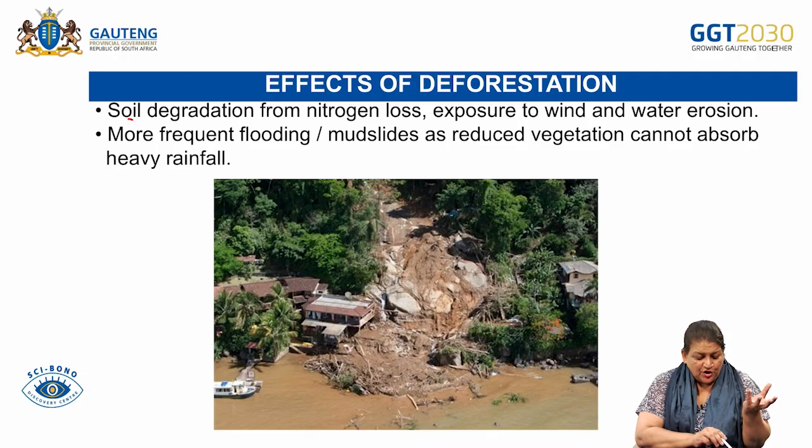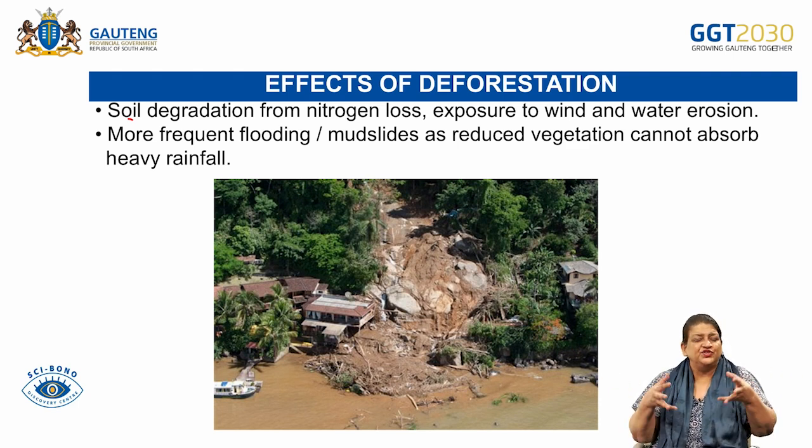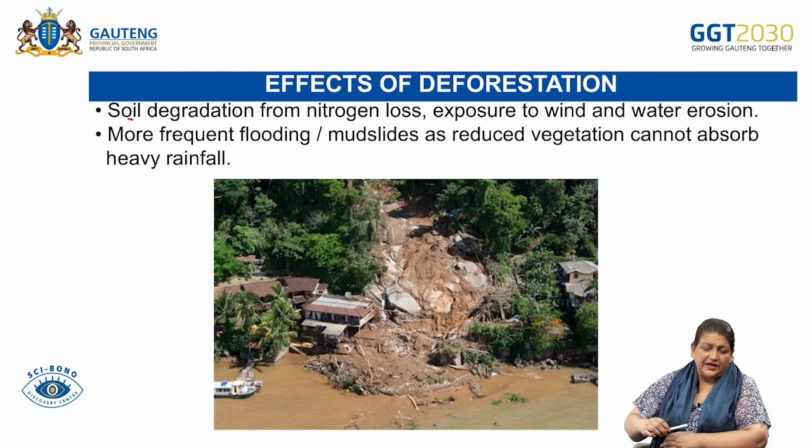There's no trees. So more frequent flooding, mudslides, as reduced vegetation cannot absorb heavy rainfall. So the more trees you have, there'll be less flooding because the roots will absorb the water. But if you don't have trees, then all that land will slide down and all the homes that were there will be washed into the rivers.